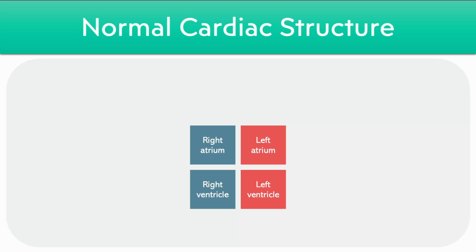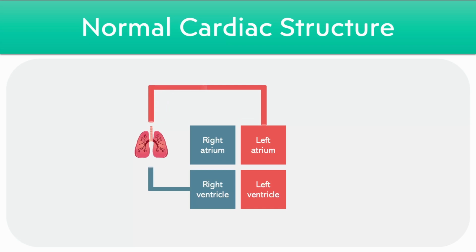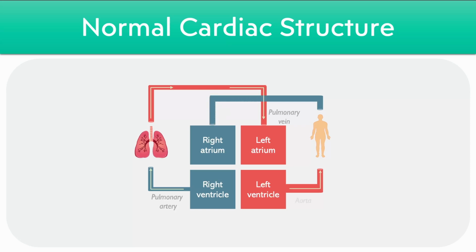easily. So if you remember, deoxygenated blood is pumped from the right ventricle to the lungs via the pulmonary artery. This blood then becomes oxygenated and returns to the left atrium via the pulmonary vein. From the left side, oxygenated blood is pumped to the rest of the body via the aorta, and then deoxygenated blood returns to the right atrium via the vena cava. And you can see that this forms a double circulation system, where deoxygenated and oxygenated blood can be pumped around the lungs and the body respectively.